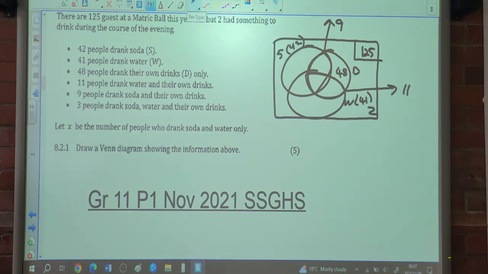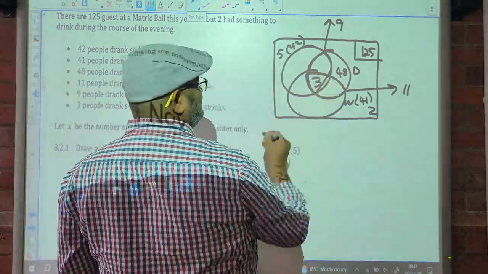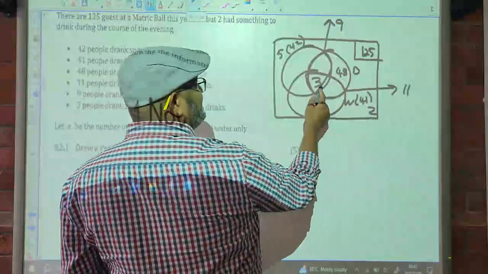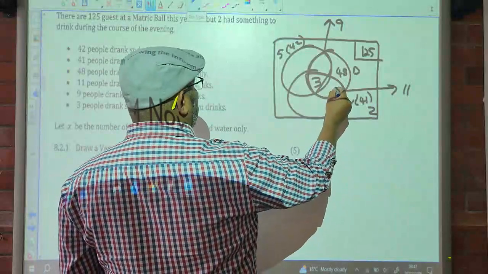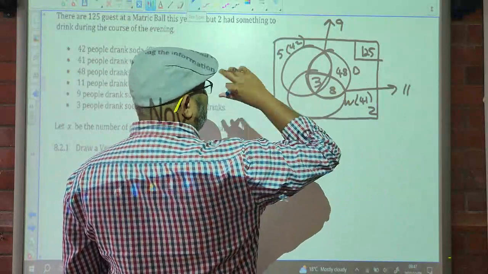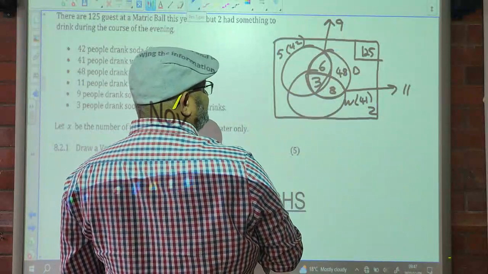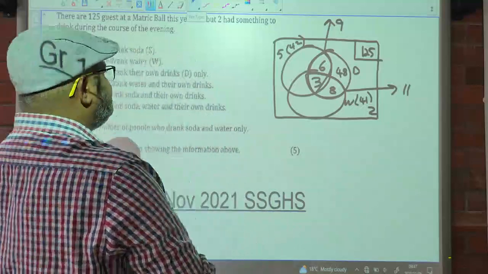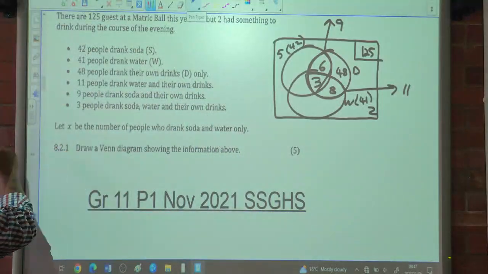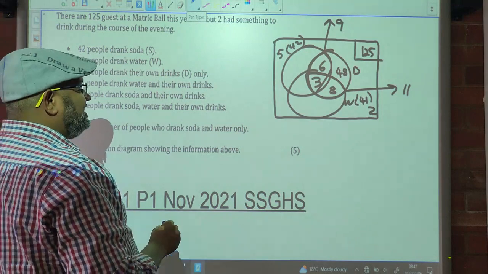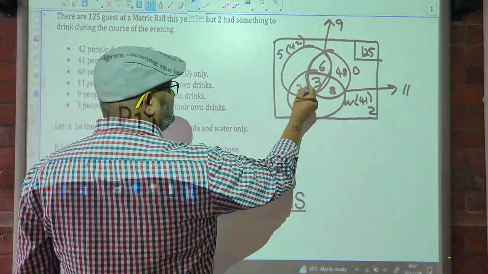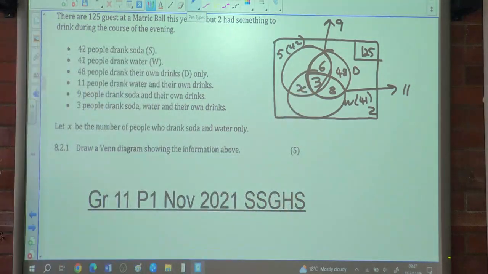So where did 3 go? In the middle. So this is 11 minus 3. Can't be 9. 8. 9 minus 3 is? Okay. Let X be the number of people who drank soda and water only. So that is X. Okay. Draw a Venn diagram showing the information above.